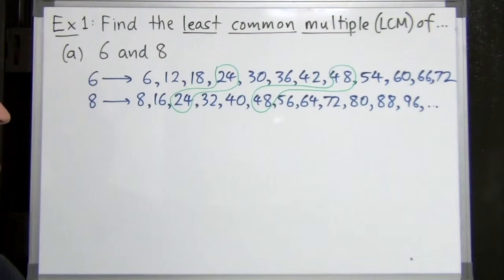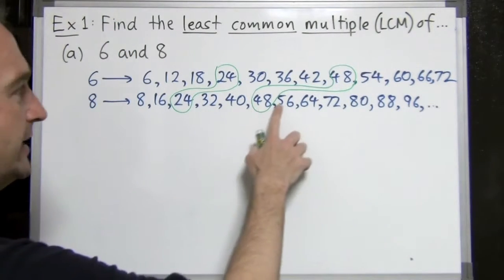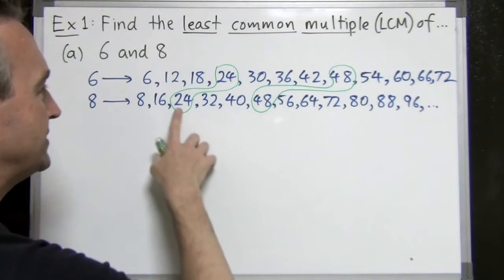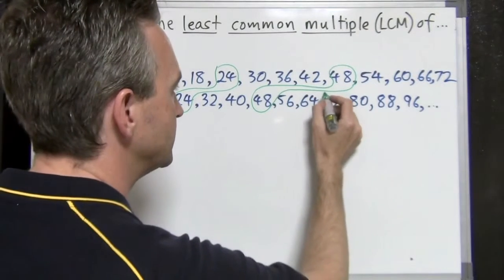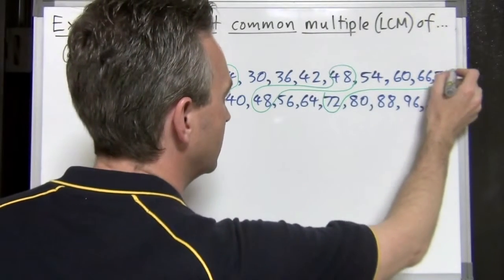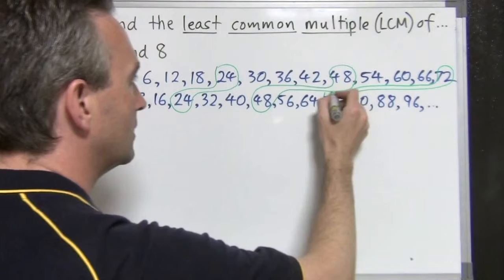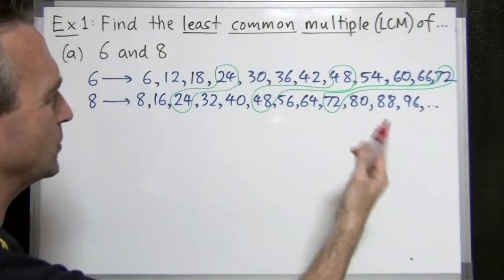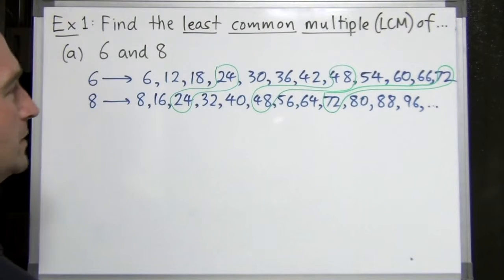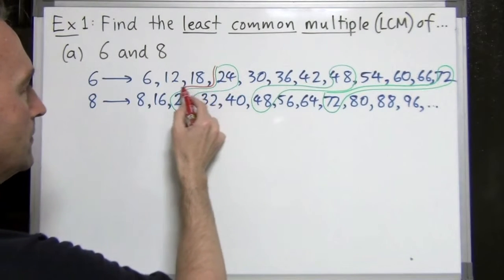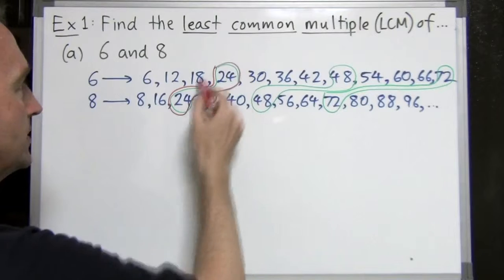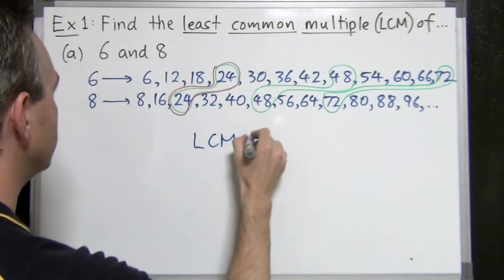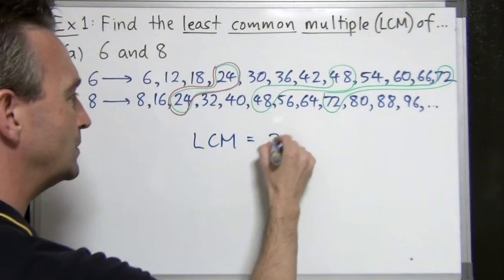And what you might notice here is that they're all multiples of 24. The next one, 56, no. 64, no. 72 is 3 times 24. So 72 is another common multiple of 6 and 8. So these are our common multiples, but we are looking for the least, or it's sometimes called the lowest common multiple as well. It's going to be 24. So the least common multiple of 6 and 8 is 24.